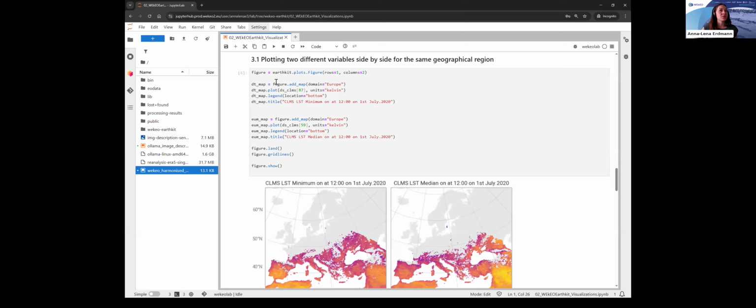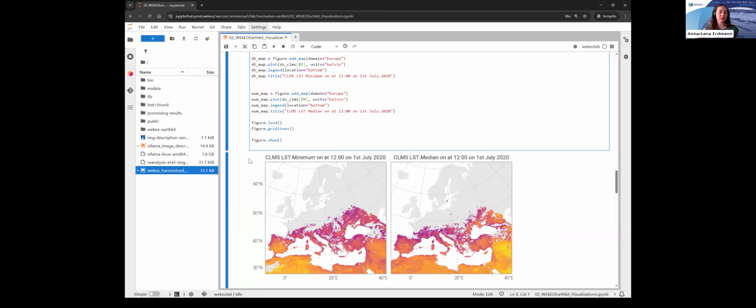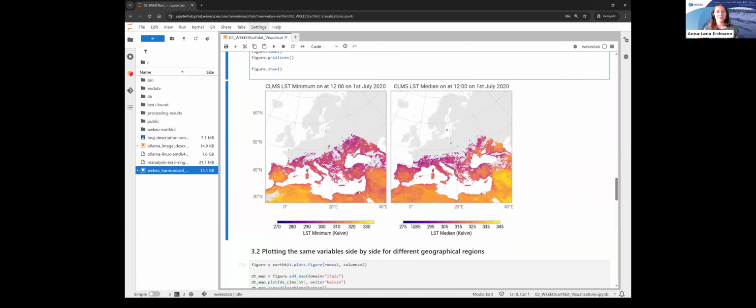You simply have to add the area, the units, and the data which you want to plot. And then it really nicely shows the data on the plot. Here we compare two different variables. One is the minimum and one is the median, very nicely next to each other.